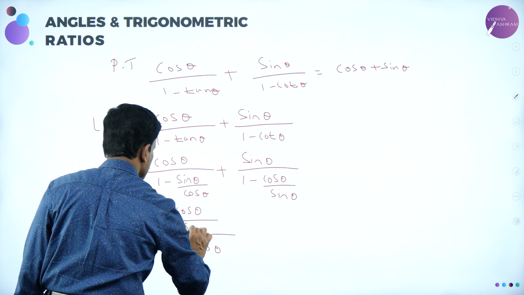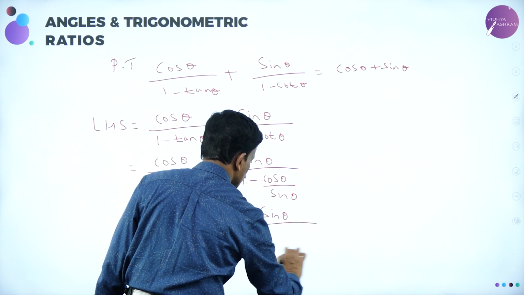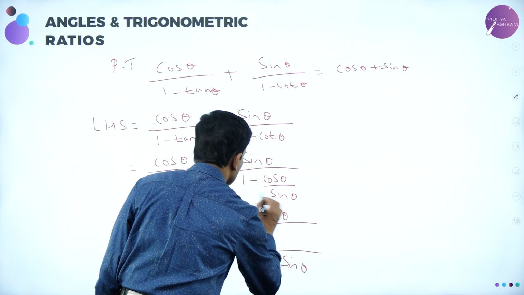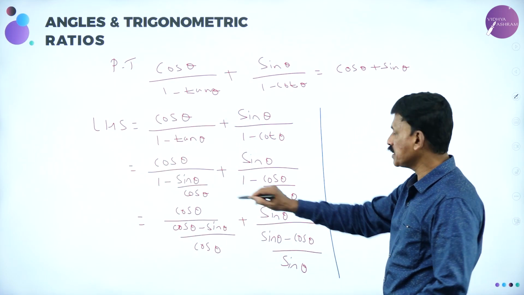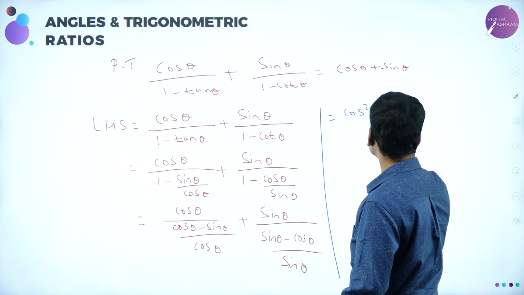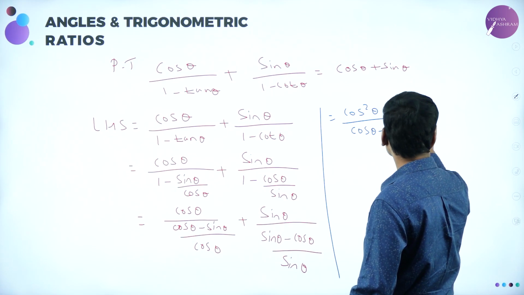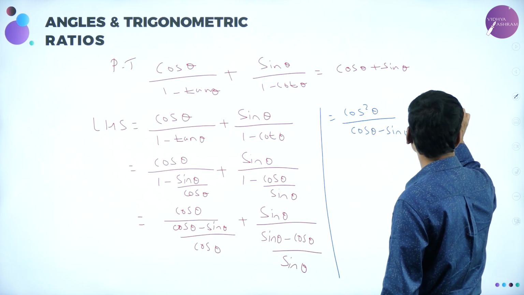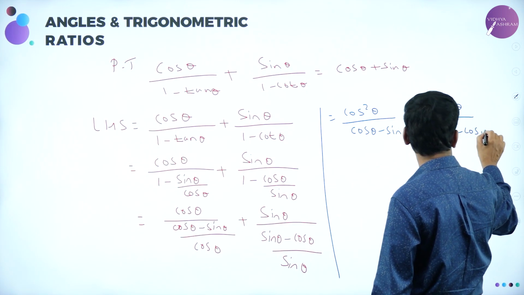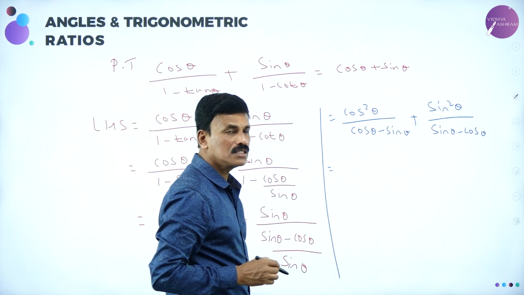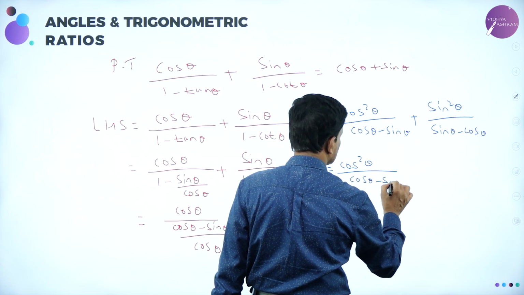Cos into 1 is cos theta minus sin theta, plus in the numerator sin theta as it is. In the denominator take sin theta as the LCM. 1 into sin theta is sin theta minus cos theta. So this goes to the numerator. Cos into cos is cos square theta divided by, in the denominator, we have cos theta minus sin theta, plus sin into sin is sin square theta divided by, in the denominator, we have sin theta minus cos theta. Now this can be written as, here this is the same, cos square theta divided by cos theta minus sin theta.